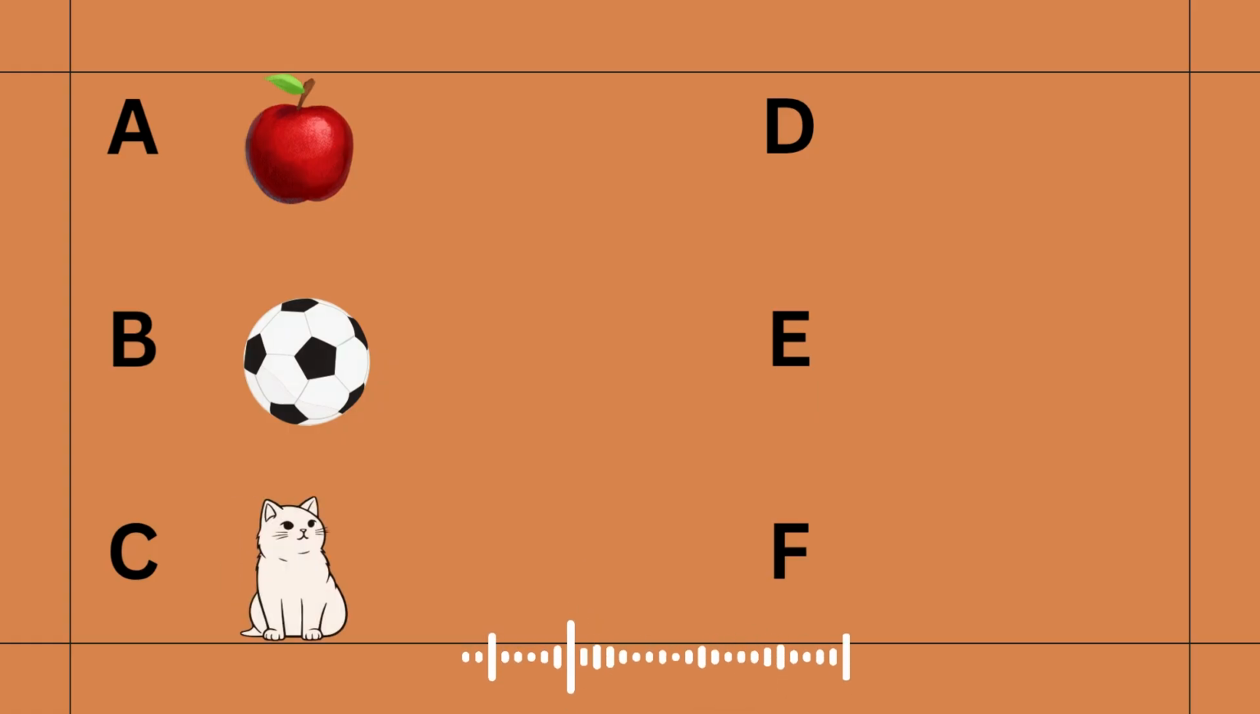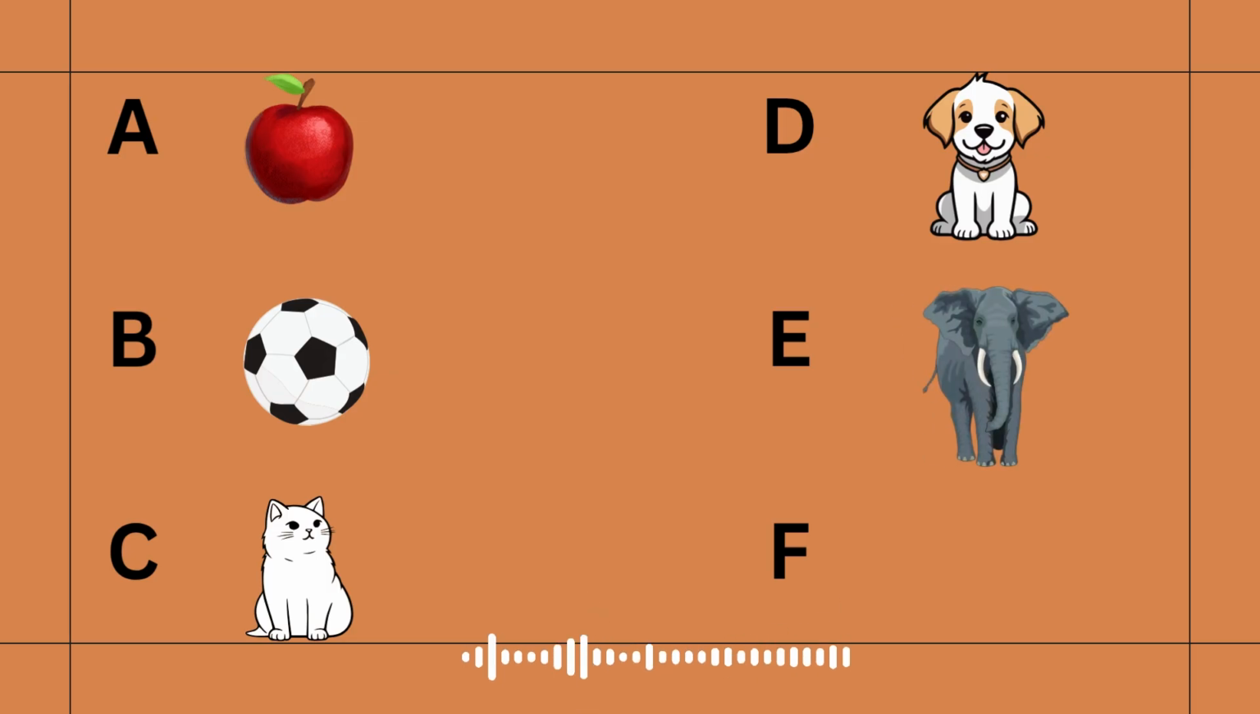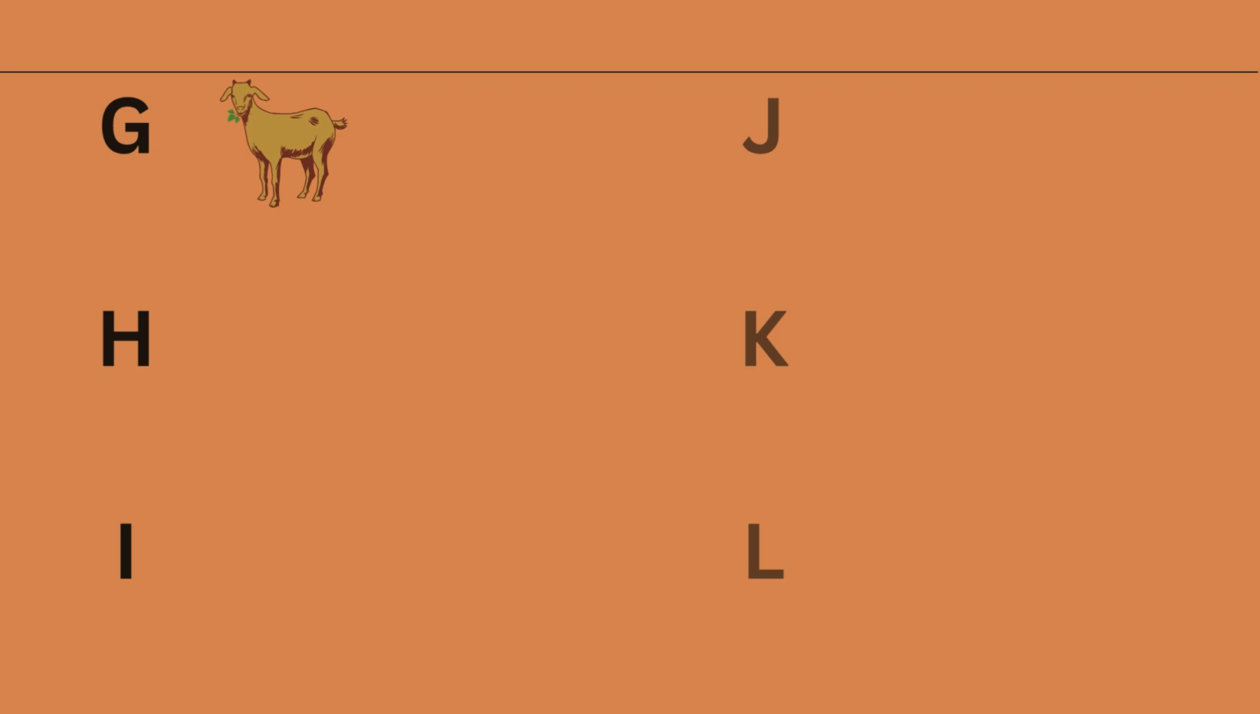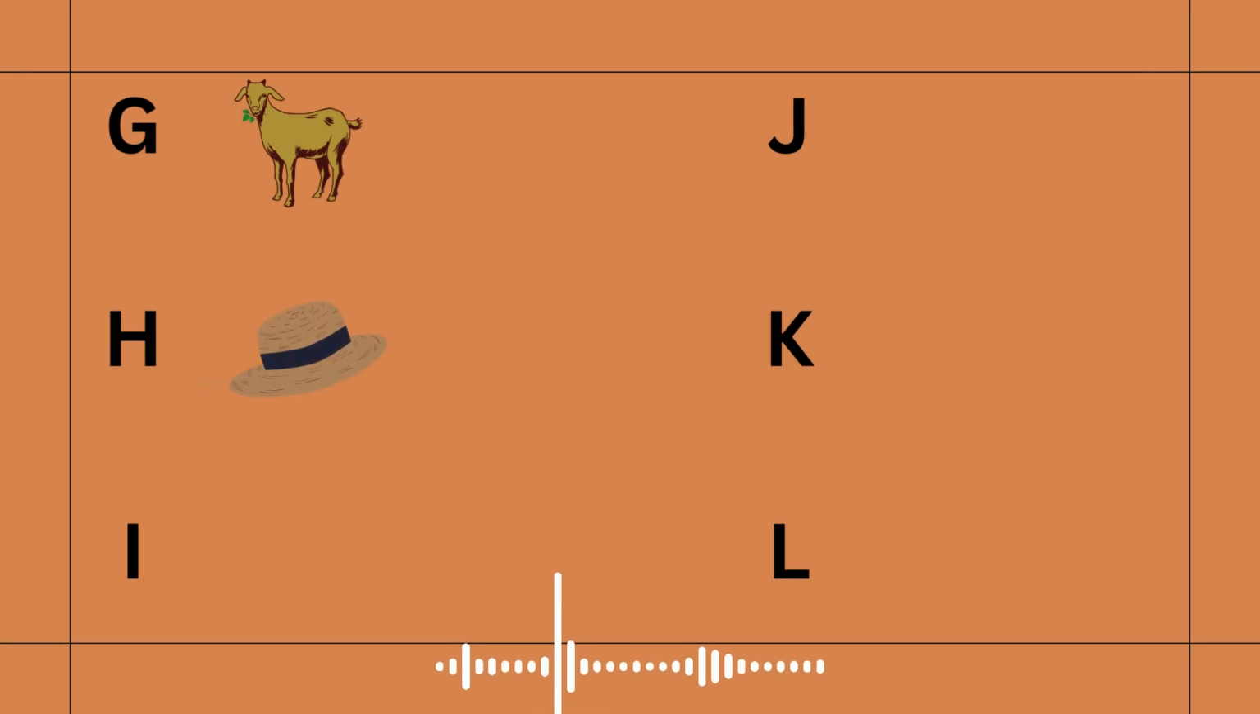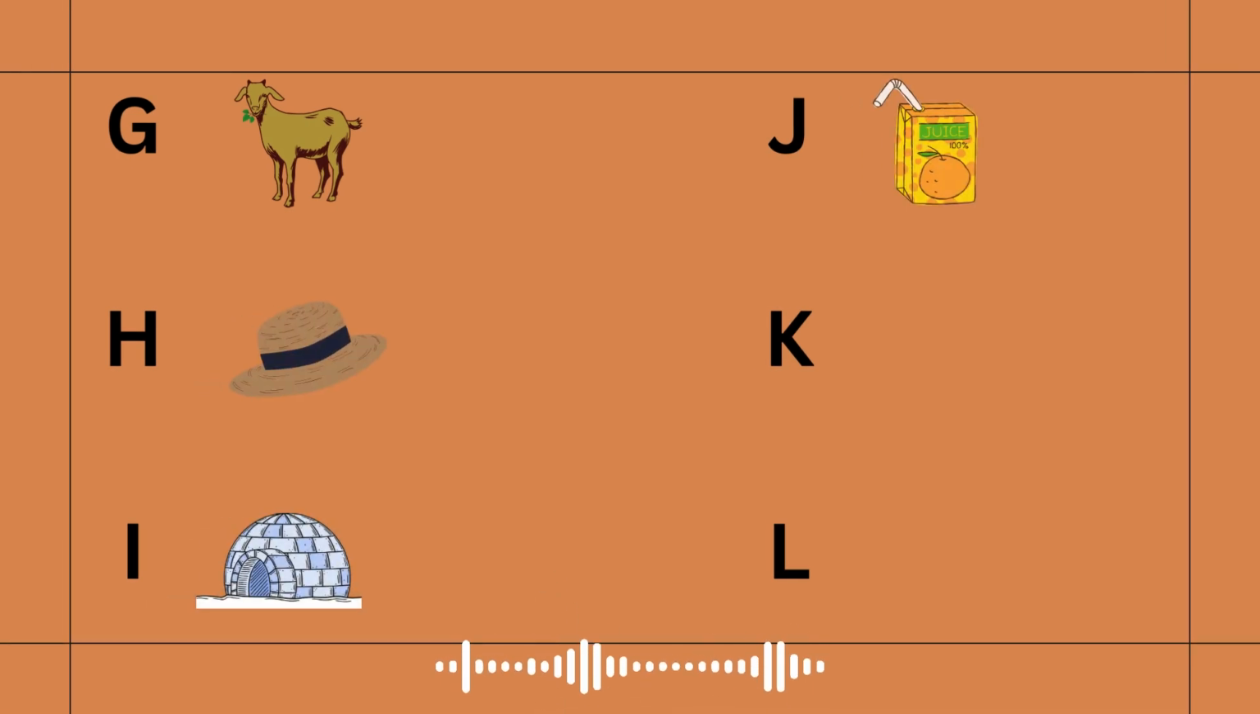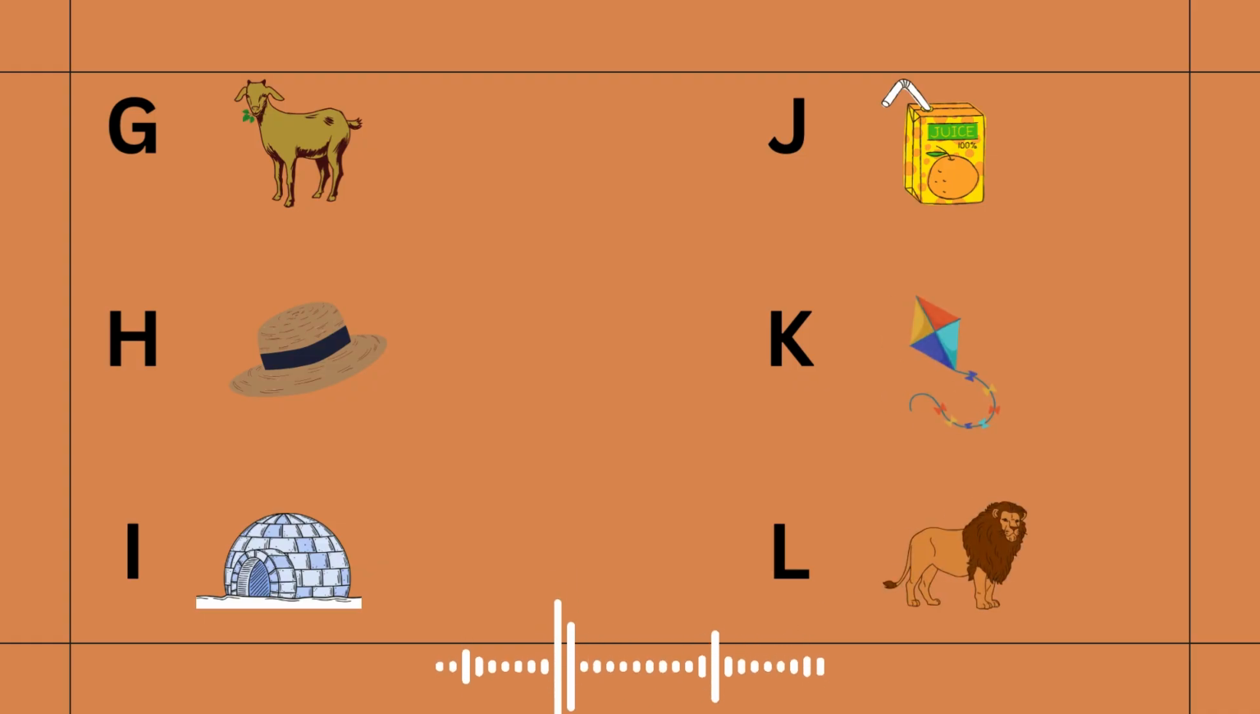B as in ball. C as in cat. D as in dog. E as in elephant. F as in fish. G as in goat. H as in hat. I as in igloo. J as in juice. K as in kite.